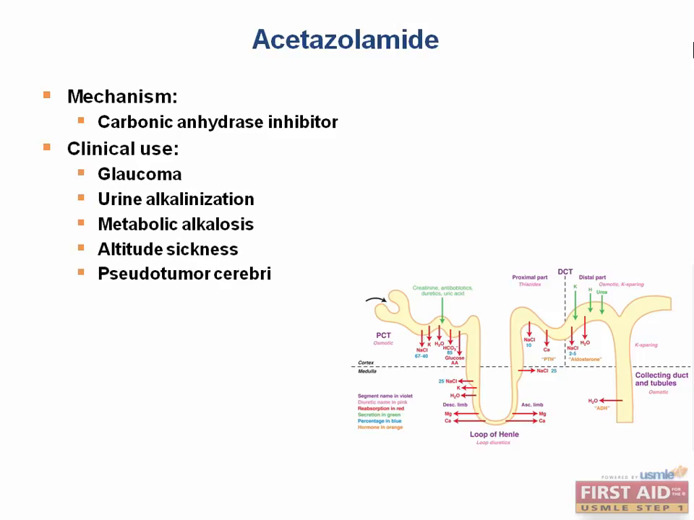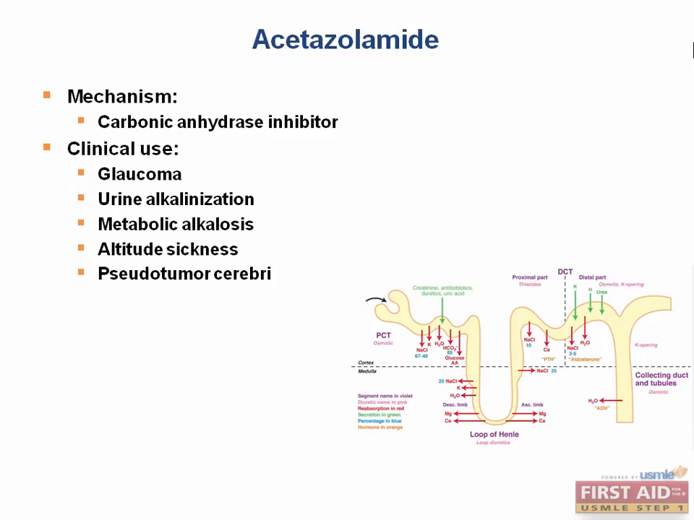With all this bicarb in the filtrate, this drug will alkalinize the urine and prevent the formation of certain kidney stones. Now, which type of kidney stones do you think we're talking about here? Well, uric acid and cysteine kidney stones, which precipitate at an acidic pH. It's also used to treat metabolic alkalosis because it removes bicarb from the body.